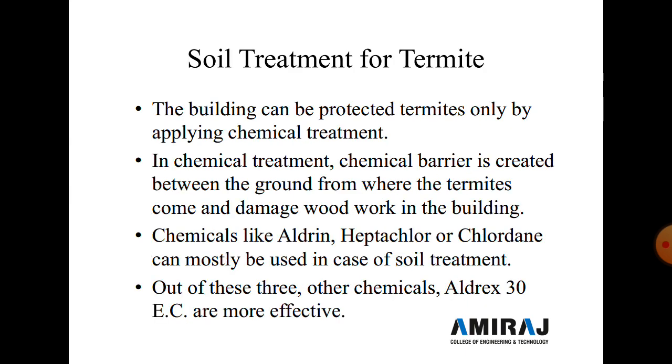Now next we discuss soil treatment for termites. So the building can be protected from termites only by applying the chemical treatment. So here in chemical treatment, a chemical barrier is created between the ground from where the termites come and damage the wooden work of the building, and chemicals like aldrin, heptachlor, and chlordane can mostly be used as a soil treatment, and out of these three, the chemical Aldrex 30 EC is most effective in soil treatment.